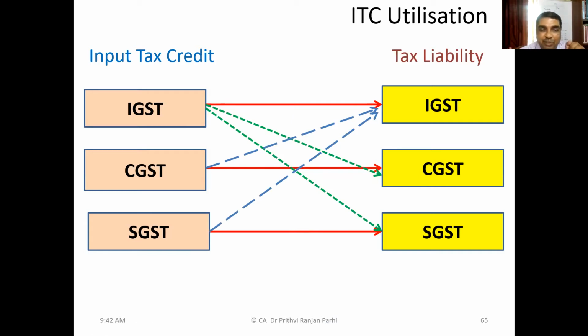That means CGST can be utilized for two purposes: settling CGST liability or IGST liability. SGST can also be utilized for two purposes: SGST liability and IGST liability. Again, I repeat, CGST cannot be utilized for SGST liability settlement, and SGST also cannot be utilized for CGST liability. Is it clear to you?